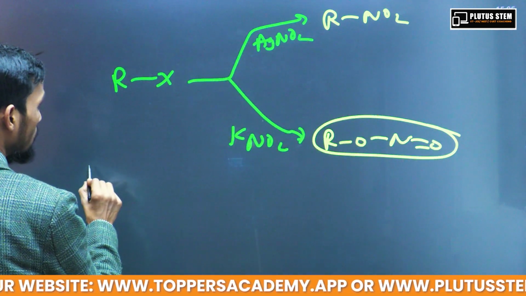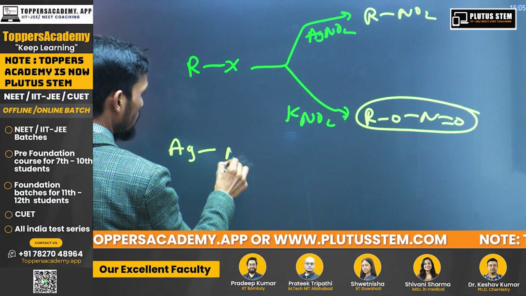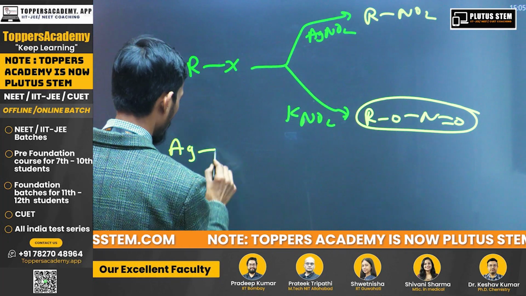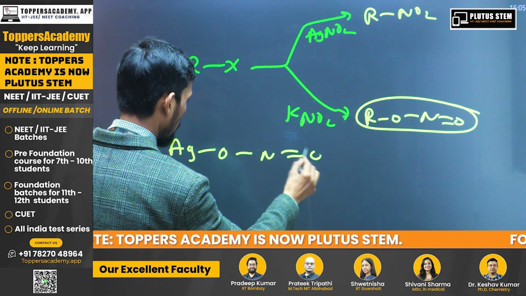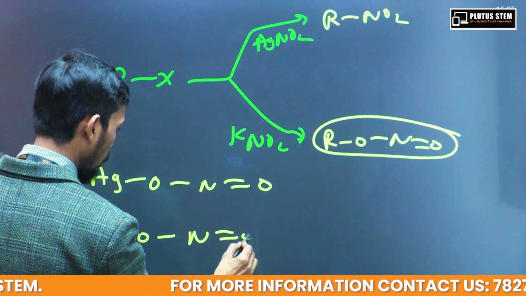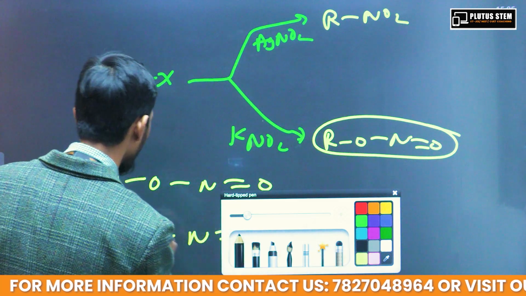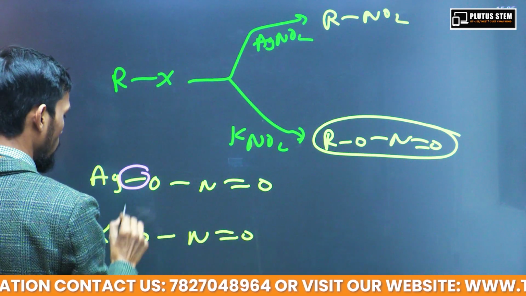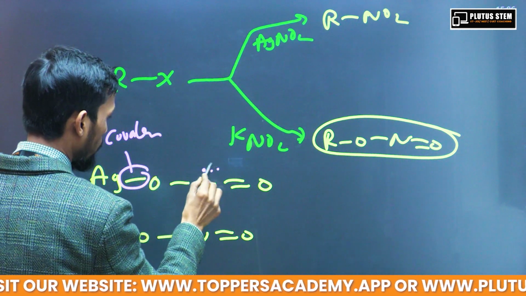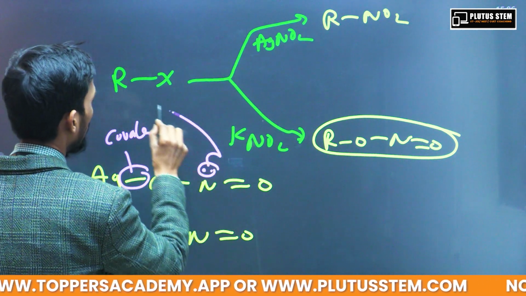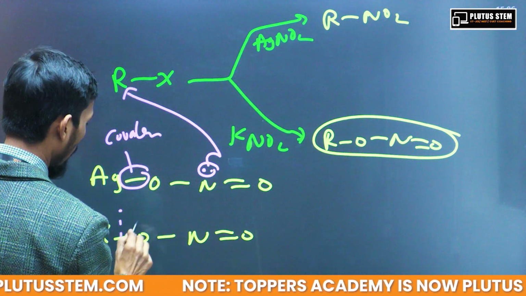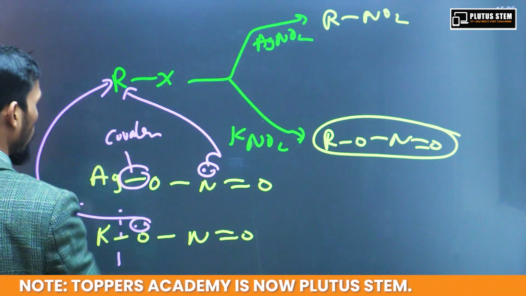If you visualize these bonds in quite detail, Ag–O and double bond O, sorry, and K–O and double bond O. This is the bond formation over here. So here this bond is covalent, so this bond is not going to break. So this lone pair will attack at this R. But in this case, this bond is ionic, so this O will attack over here.